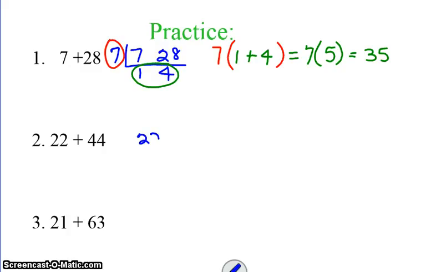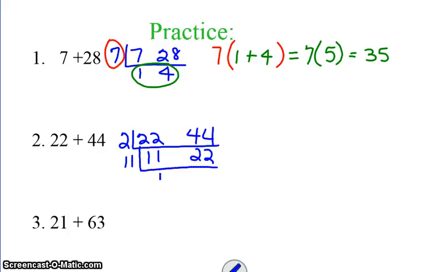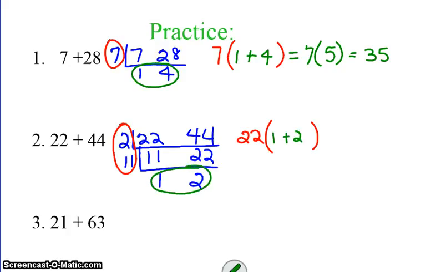The next problem is 22 plus 44. We'll find the common factor of 22 and 44. We'll start with 2. And the next prime number that goes into 11 and 22 is actually 11. Our greatest common factor will be the product of 2 and 11, or 22. And it will go outside our parentheses. Our remaining factors of 1 and 2 will be added together inside. And we will now have 22 times 3, which is 66.